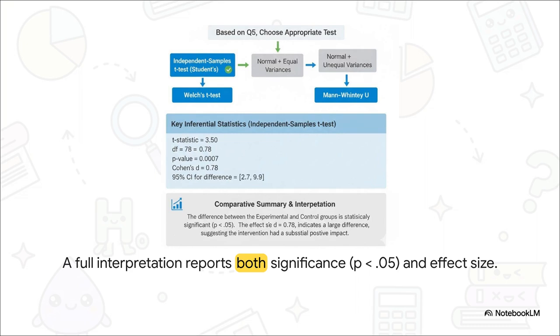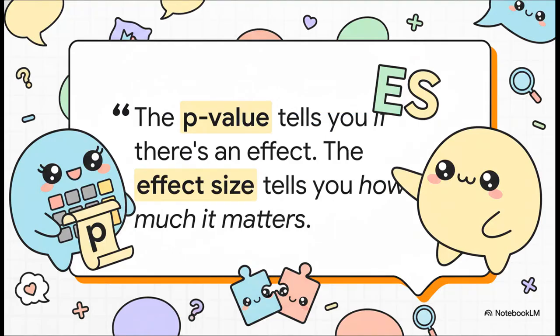It's possible to have a result that's statistically significant, but the effect is so tiny it's practically meaningless. As this example shows, a good interpretation reports both. So you can say not just that there was a difference, but that it was a large difference that had a real impact. Seriously, burn this into your memory. The p-value tells you if it's real. The effect size tells you if it's important. You need both to make your research truly meaningful.